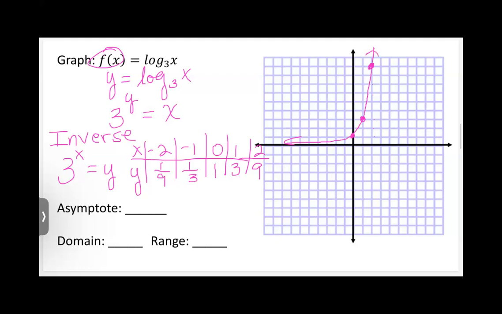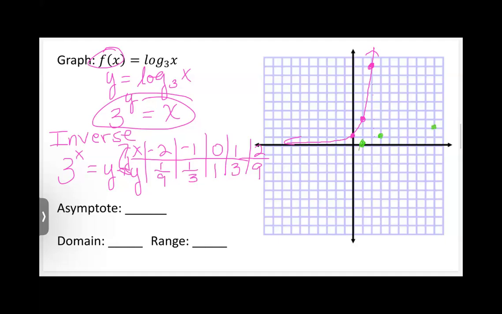Okay, the point is, for the logarithm, we're just going to reverse these. So the inverse is just reversing those. So if x is 1, y is 0. X is 3, y is 1. If x is 9, y is 2.